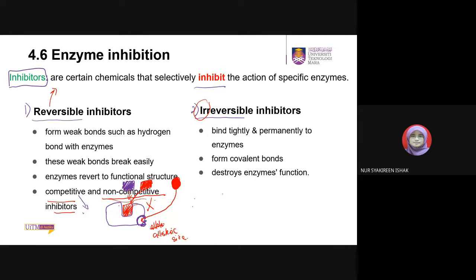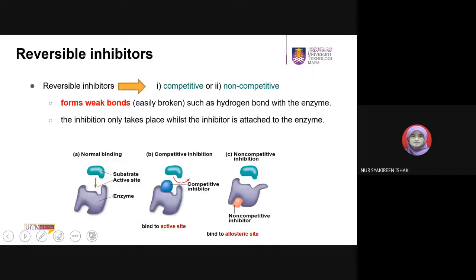So irreversible, why is it irreversible? Because this inhibitor will bind tightly and permanently to the enzyme through the formation of covalent bonds. Compared to the reversible, the interaction between the inhibitors and the enzyme is through weak bonds such as hydrogen bonds. But for irreversible, it forms covalent bonds, a much stronger bond, so the binding between the inhibitor and the enzyme is strong and tight. It binds tightly and permanently, and therefore it will destroy the enzyme function.